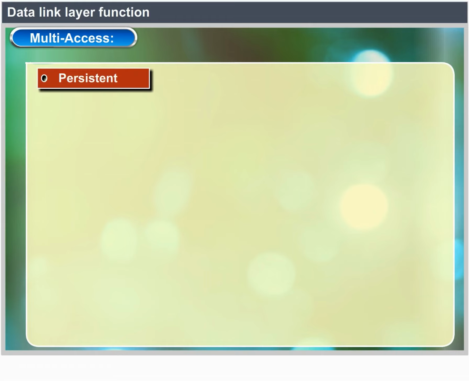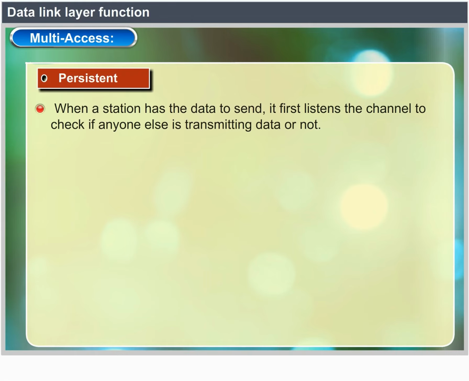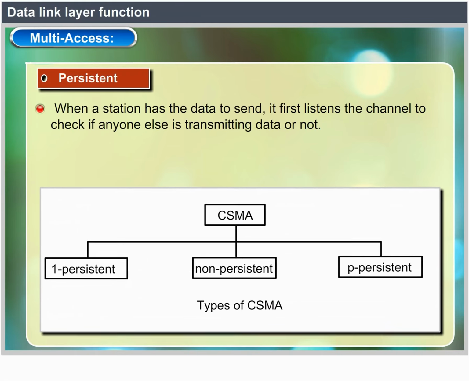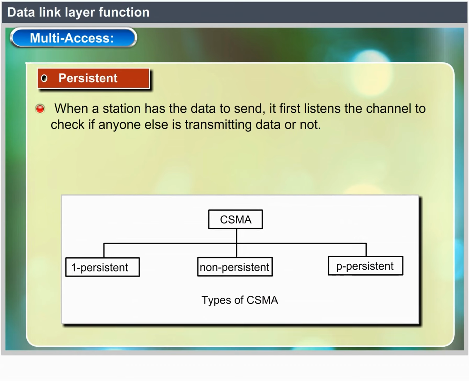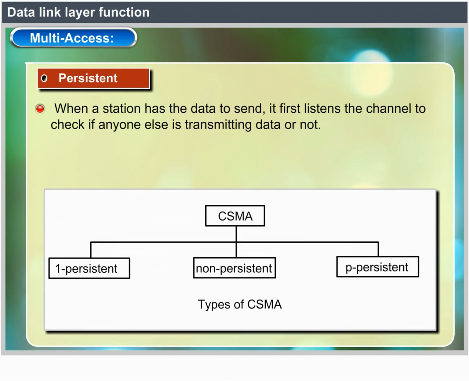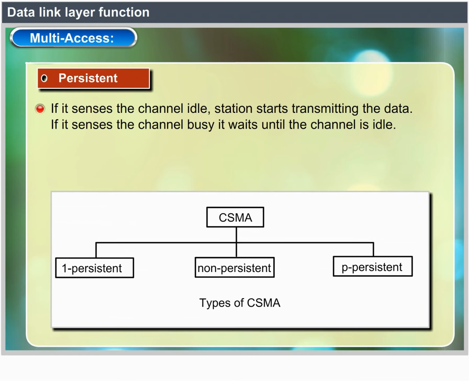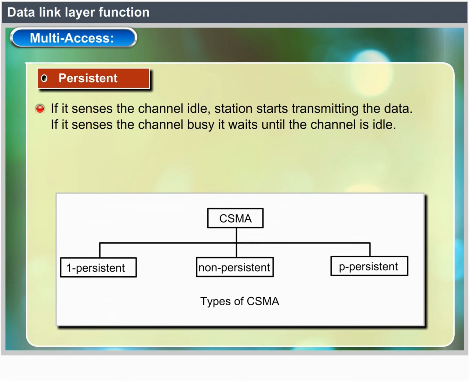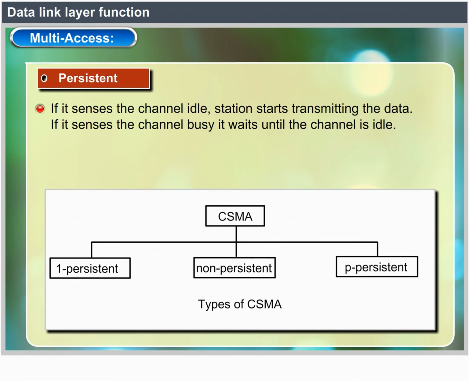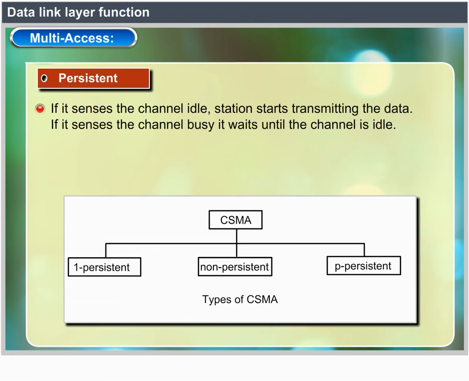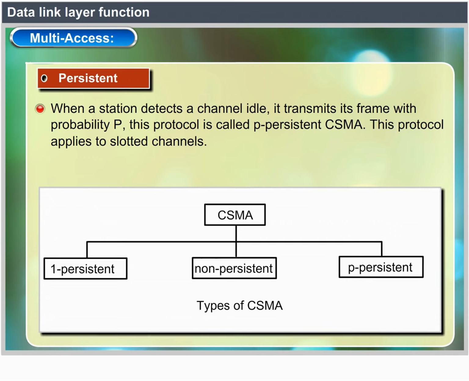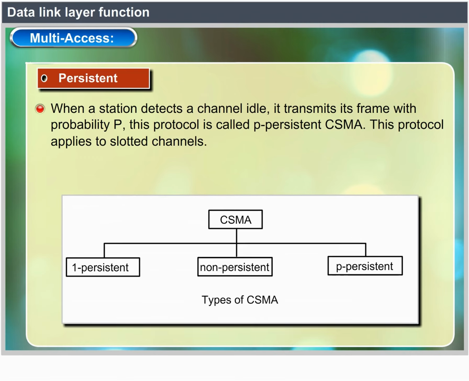Persistent. When a station has data to send, it first listens to the channel to check if anyone else is transmitting data or not. If it senses the channel is idle, the station starts transmitting the data. If it senses the channel is busy, it waits until the channel is idle. When a station detects the channel is idle, it transmits its frames with probability p.